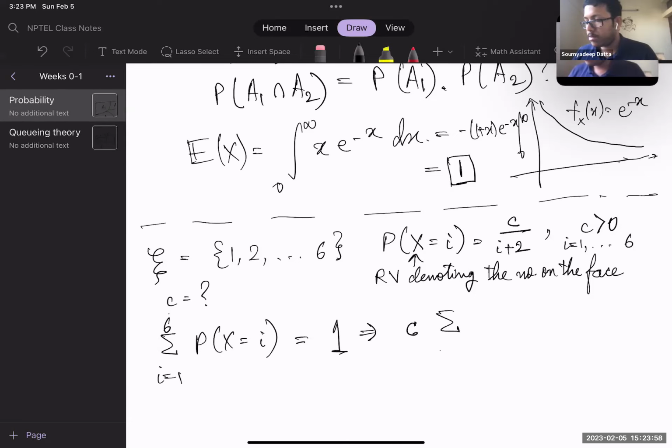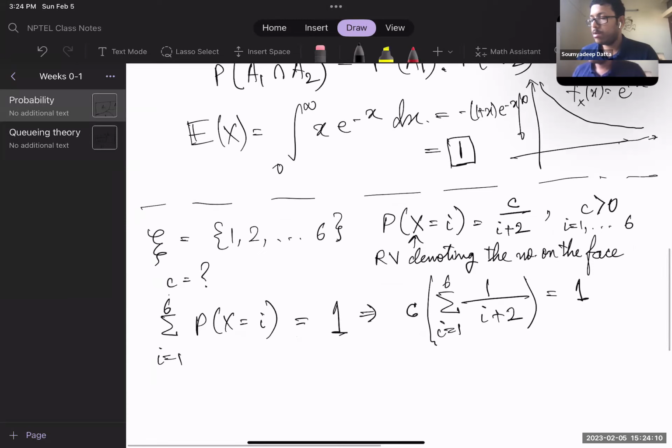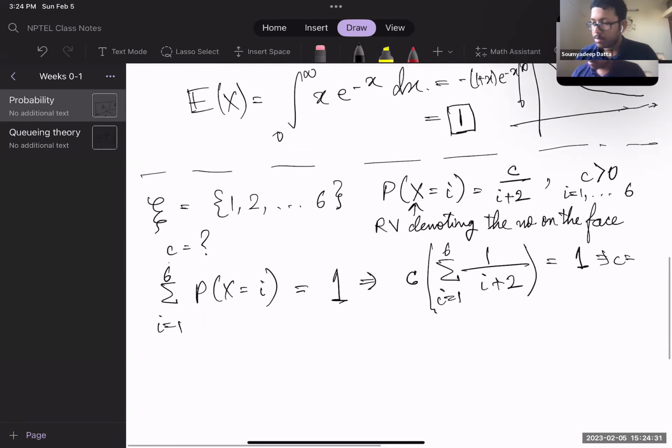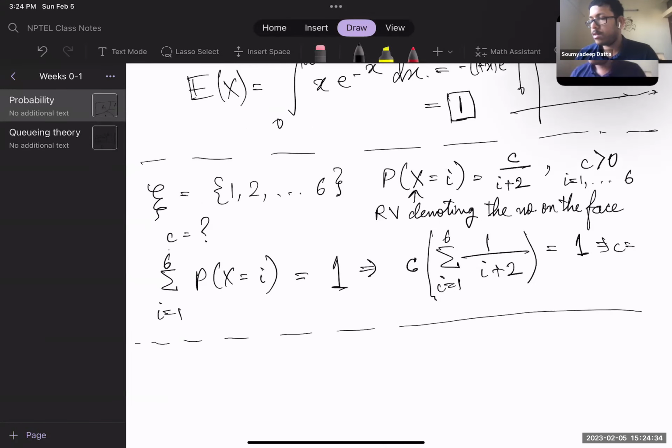Yes, C is common, so you will just sum i equal to 1 to 6, 1 by i plus 2, equal to 1. And I'm leaving the rest to you. I just kind of cooked up the numbers, so I really don't have the solution for this, but this is pretty easy, right? You can find this sum and solve this equation. Then you will get the value of C equal to something. I can fill in the details, I guess. So this is a simple application of the property that we discussed earlier. So yeah, so this is one.